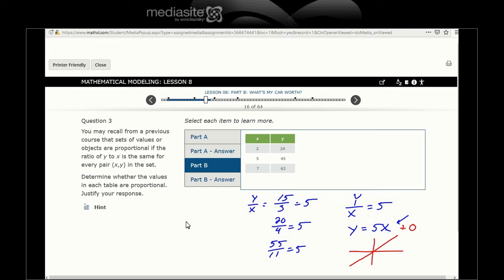Are these proportional? Well, let's see. y over x: 24 over 2 is 12. 45 over 5 is 9. 63 over 7 is 9. Okay, 2 out of 3 are proportional, but 1 is not. So yes, yes, no. So no, these are not proportional.